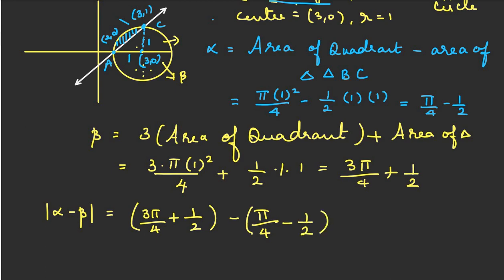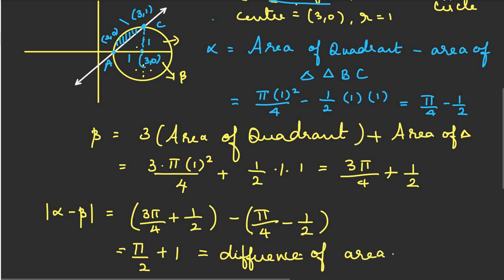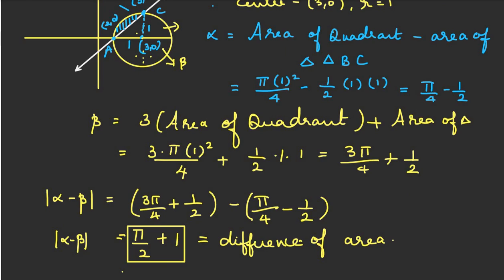I take the difference here, taking the modulus. So 3 pi by 4 minus pi by 4 gives 2 pi by 4, which is equal to pi by 2. 1 by 2 plus 1 by 2 gives me 1. So the difference of the area is equal to pi by 2 plus 1.